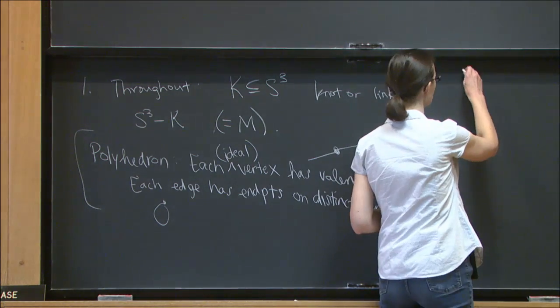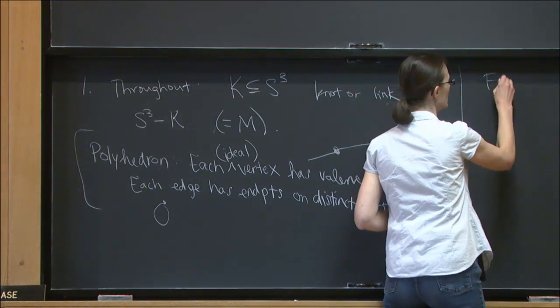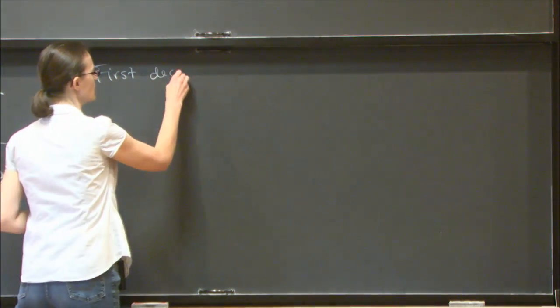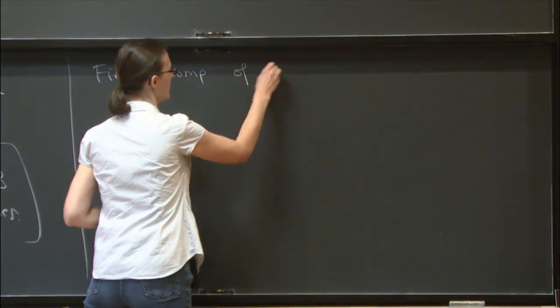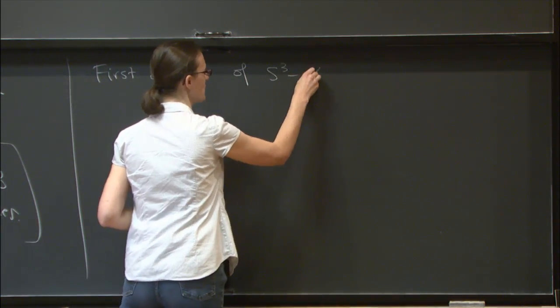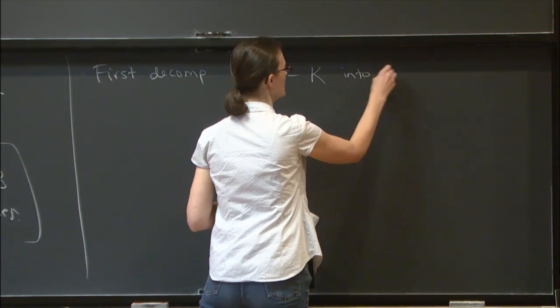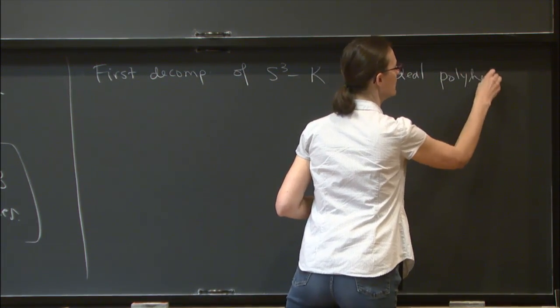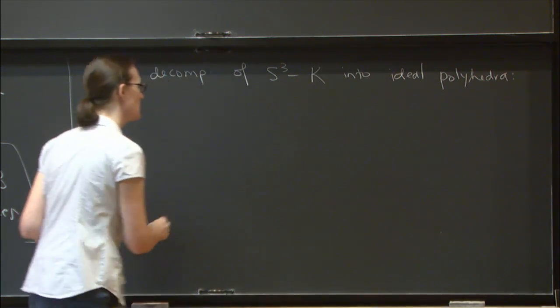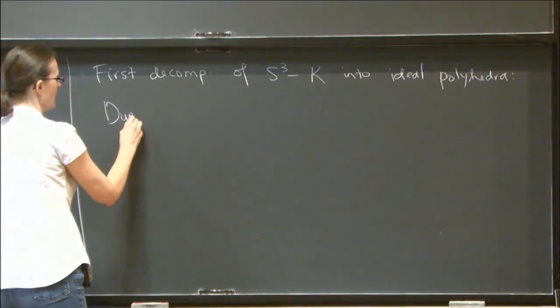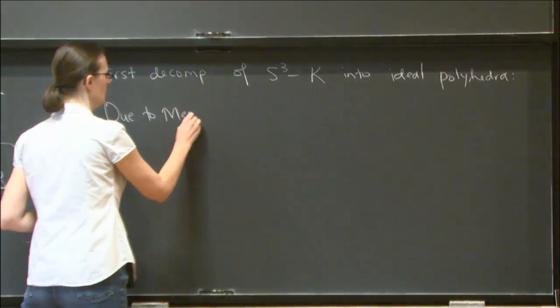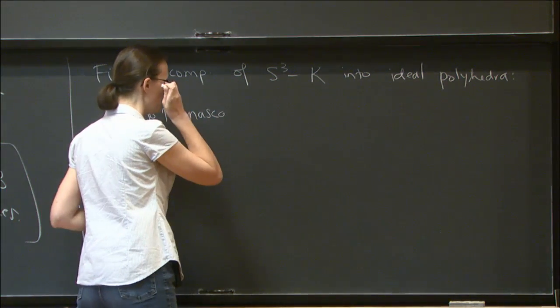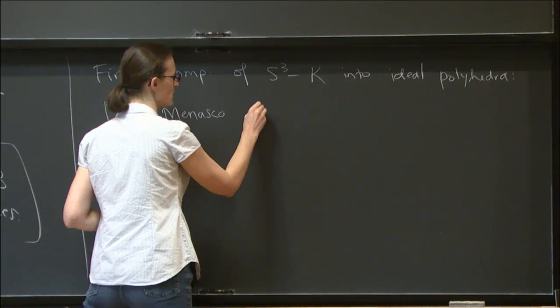So here's a first decomposition of this manifold S3 minus K into ideal polyhedra. This first decomposition is due to Menasco, following ideas of Thurston.